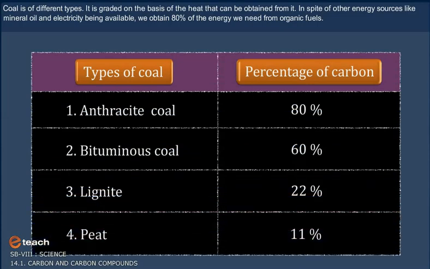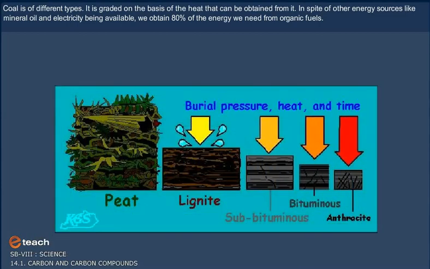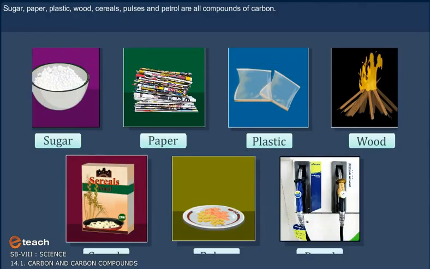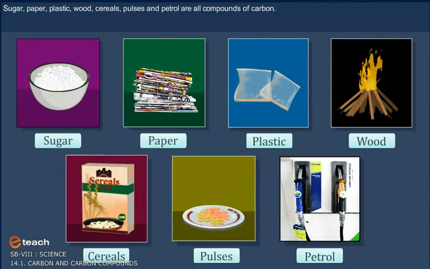Coal is of different types. It is graded on the basis of the heat that can be obtained from it. In spite of other energy sources like mineral oil and electricity being available, we obtain 80% of the energy we need from organic fuels. Sugar, paper, plastic, wood, cereals, pulses, and petrol are all compounds of carbon.